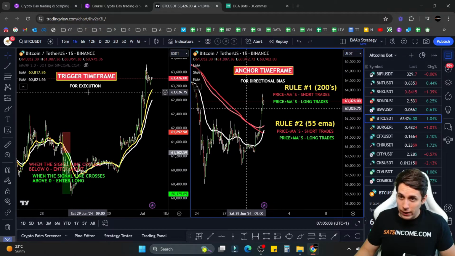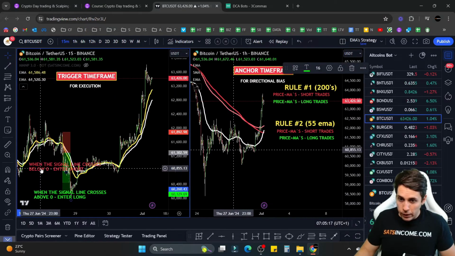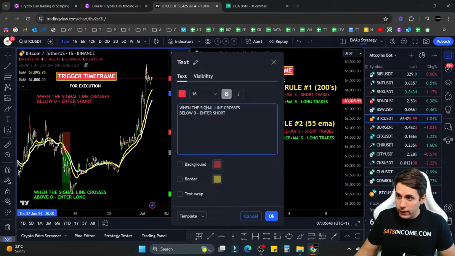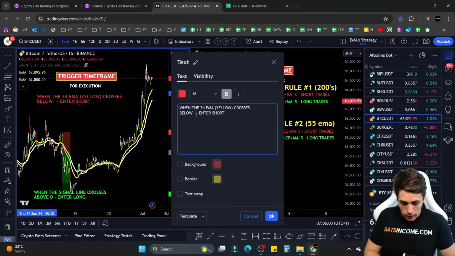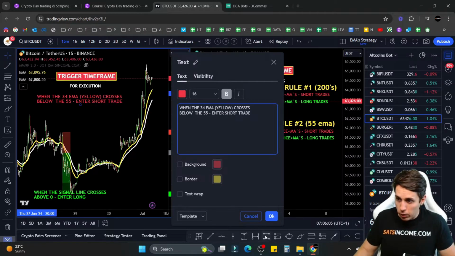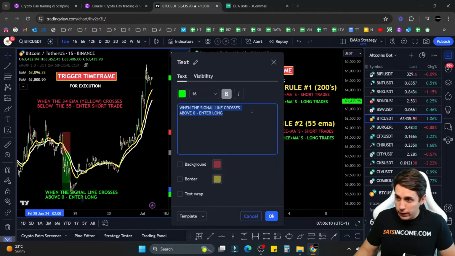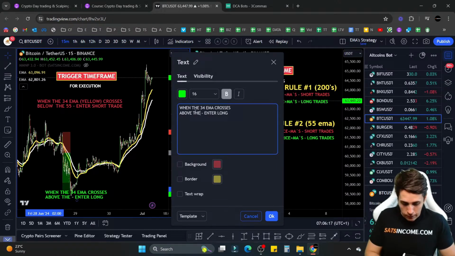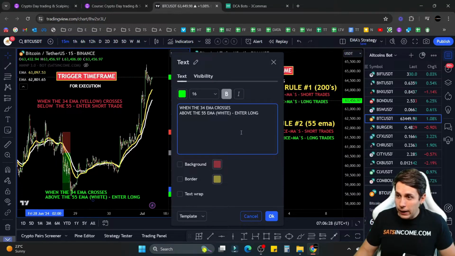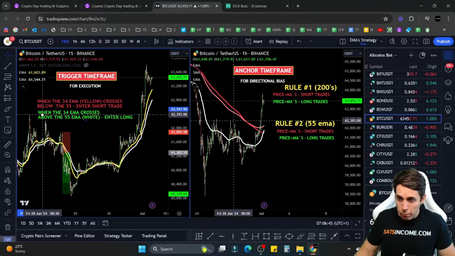Now let's switch to the trigger time frame. On the trigger time frame, the entry is basically when the 34 EMA, which is the yellow one, crosses below the 55, enter a short trade, right? And when the 34 EMA crosses above the 55 EMA, the white one, enter a long trade. That's about the entry. What about the exit?